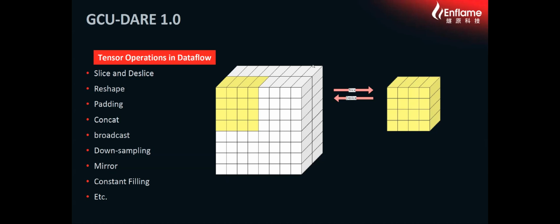So the circuits can support different types of tensor operations in DMA, in data transfer. These include the slice and deslice. Slice is that we pick a piece of the submatrix out of the large matrix, and the deslice is vice versa. So we put the small matrix back into a large matrix. And the reshape or padding or concatenation, broadcast, and downsampling, and the constant filling and the mirroring. So this is the flexibility we provide in the DMA itself.